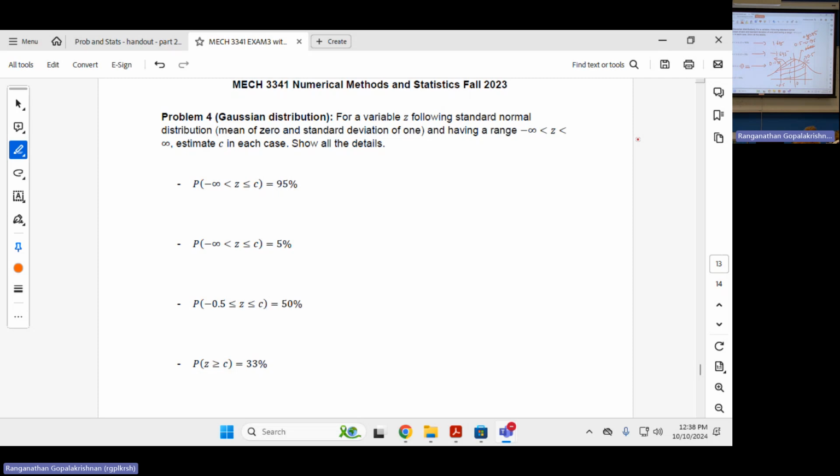Yeah, we can say 0.87. So the value of C which will give us 30.85 is 0.87. Point 87.